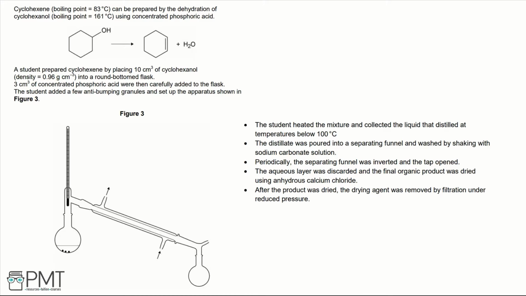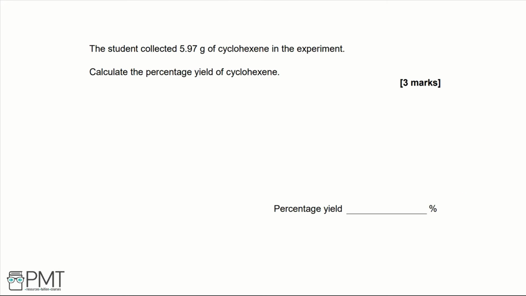The student heated the mixture and collected the liquid that distilled at temperatures below 100 degrees Celsius. The distillate was poured into a separating funnel and washed by shaking with sodium carbonate solution. Periodically, the separating funnel was inverted and the tap opened. The aqueous layer was discarded and the final organic product was dried using anhydrous calcium chloride. After the product was dried, the drying agent was removed by filtration under reduced pressure. The student collected 5.97 grams of cyclohexene in the experiment. Calculate the percentage yield of cyclohexene.